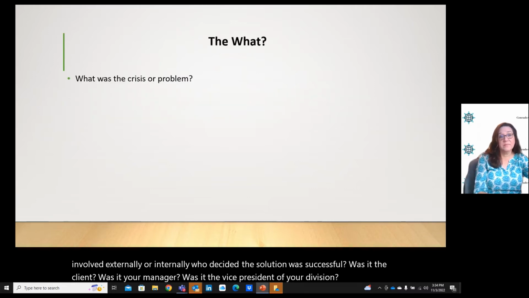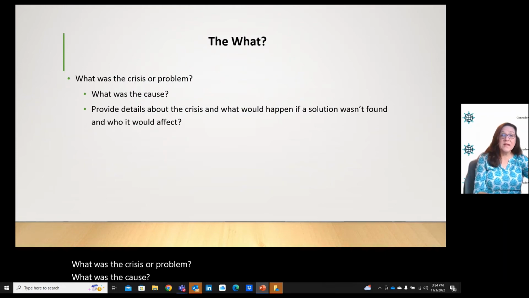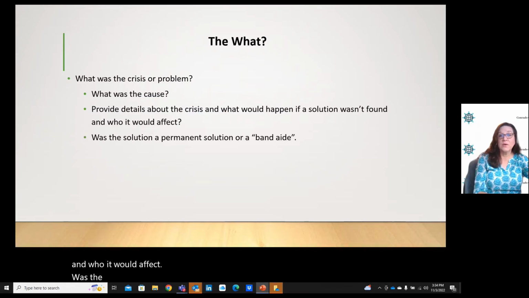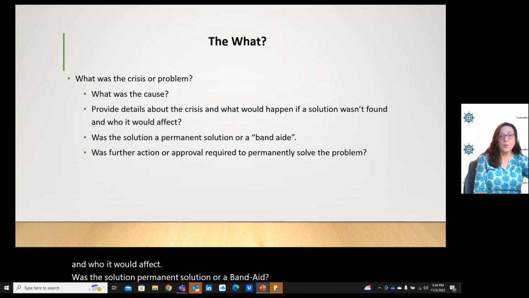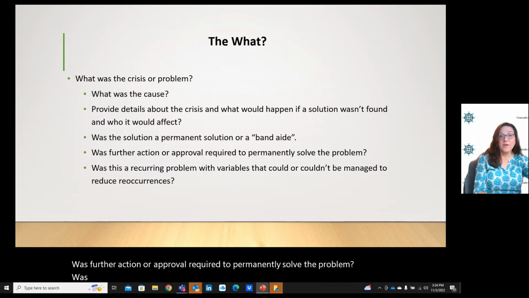The what? What was the crisis or problem? What was the cause? Provide details about the crisis and what would happen if a solution wasn't found and who it would affect. Was the solution a permanent solution or a Band-Aid? Was further action or approval required to permanently solve the problem? Was this a recurring problem with variables that could or couldn't be managed to reduce recurrences?